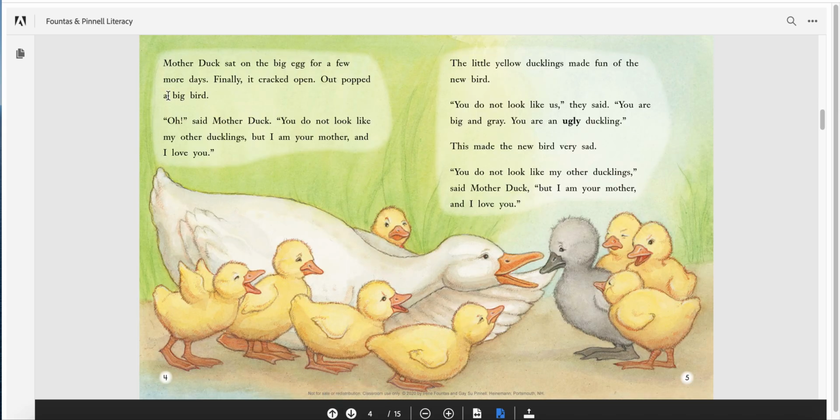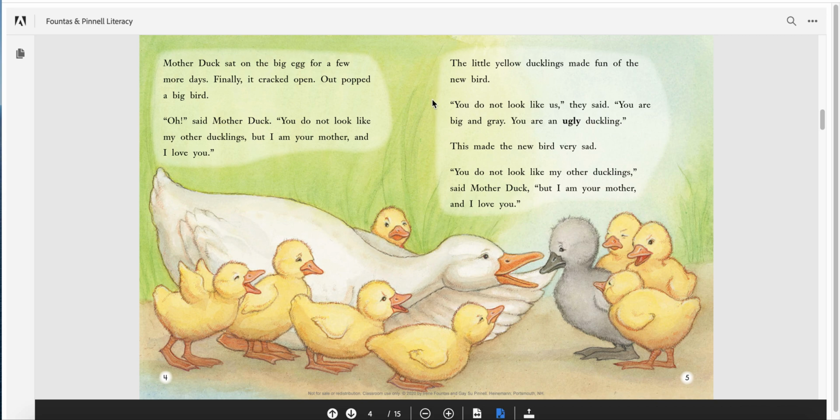Mother Duck sat on the big egg for a few more days. Finally, it cracked open. Out popped a big bird. "Oh," said Mother Duck, "you do not look like my other ducklings, but I am your mother, and I love you." The yellow ducklings made fun of the new bird.